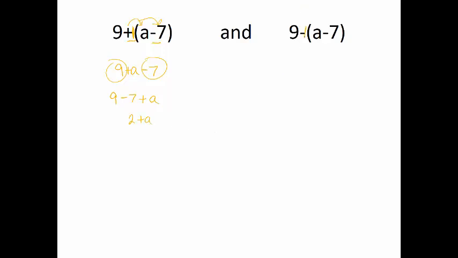Over here, let's put the 1 in there. We're going to distribute that out. So we have 9 take away, well, negative 1 times a is negative a, and negative 1 times negative 7 is positive 7. Now we'll rewrite it with our like terms together. 9 plus 7 is 16, so we have 16 take away a.